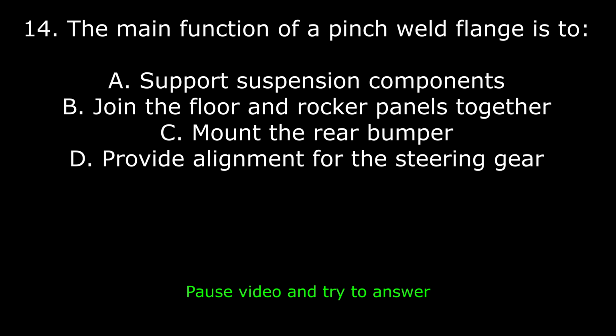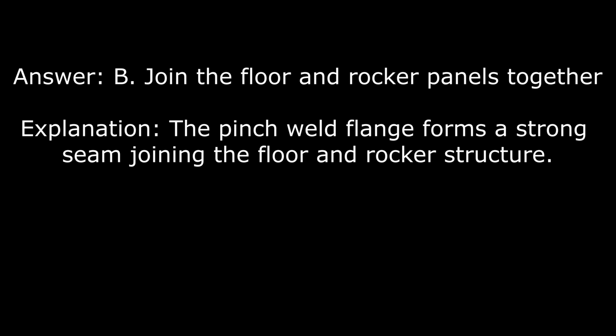14. The main function of a pinch weld flange is to: A. Support suspension components. B. Join the floor and rocker panels together. C. Mount the rear bumper. D. Provide alignment for the steering gear. Answer: B. Join the floor and rocker panels together. Explanation: the pinch weld flange forms a strong seam joining the floor and rocker structure.